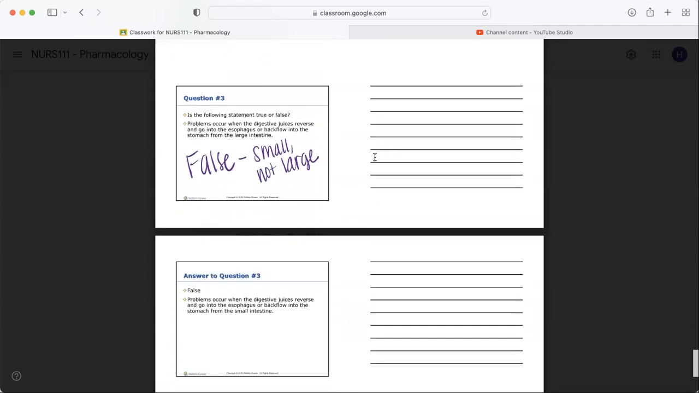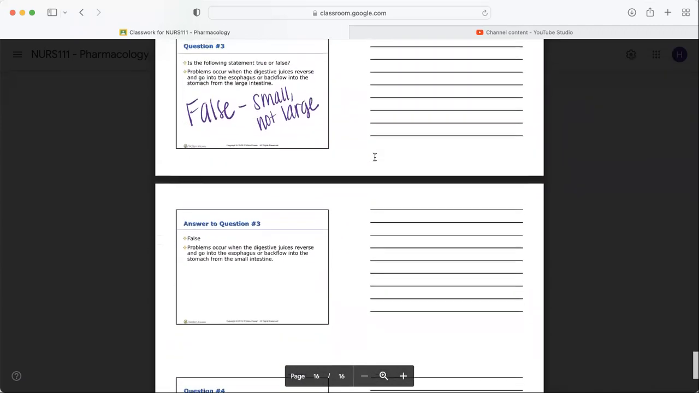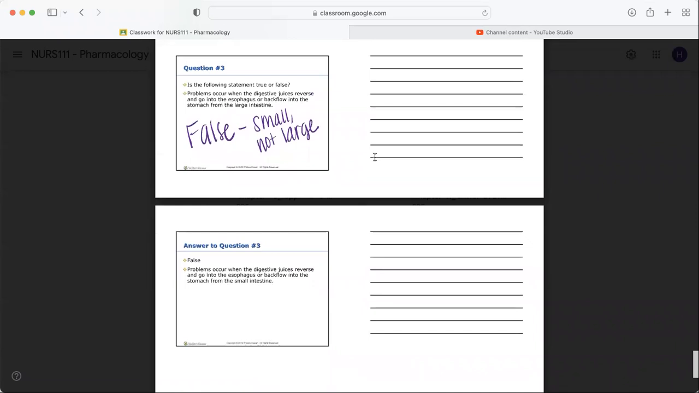Stomach is where the hydrochloric acid is to break down our food. The third one says problems occur when the digestive juices reverse and go into the esophagus or backflow into the stomach from the large intestine. That is false. Now, this is really tricky. Only one word is wrong. It's not the large intestine, it's the small intestine. So remember that the esophagus connects to the stomach connects to the small intestine. So if there was a backflow, it would be from the small intestine into the stomach, not the large.